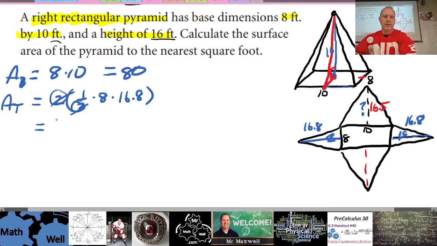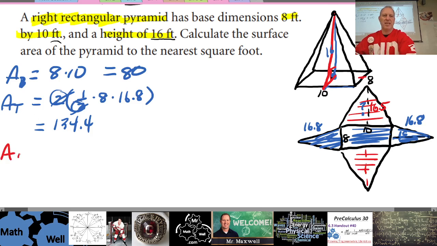134.4. So 134.4 takes care of these 2 triangles, right? I have the base taken care of. I've got those 2 triangles. I'm going to use a different color here. I'll use, let's see, red. So these triangles here are going to be the next triangles.